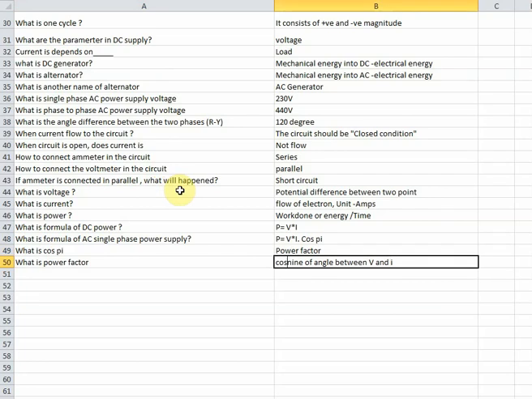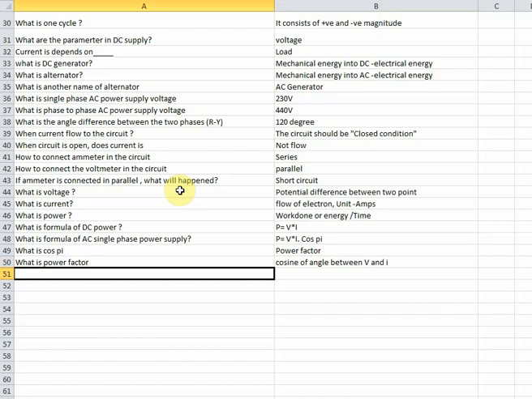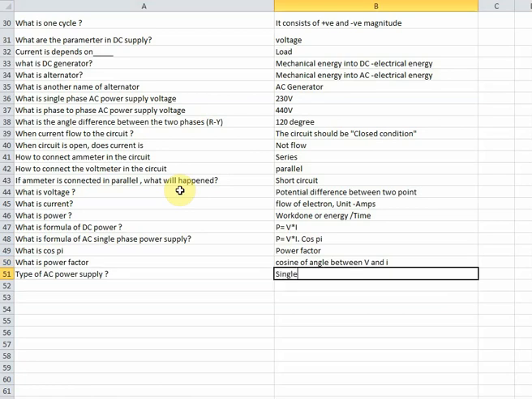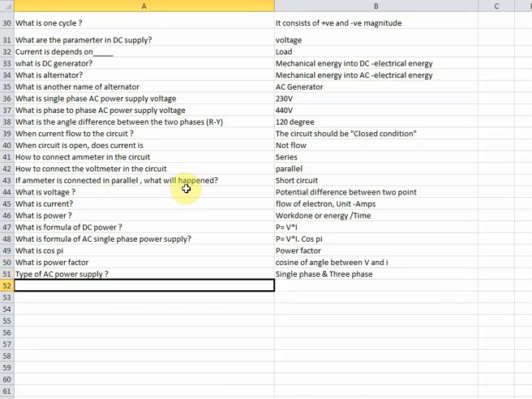Sin is also an angle. The next one, types of AC power supply. What are the types? Single phase and three phase.